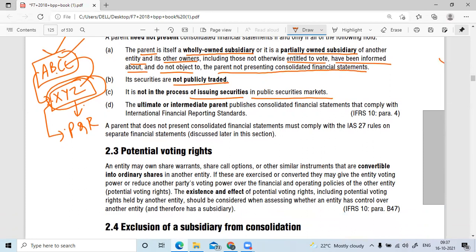Point number 4: the ultimate or intermediate parent publishes consolidated financial statements that comply with international financial reporting standards. That means any company which is already a parent and which complies with IFRS, that company's subsidiary cannot prepare consolidated statements, or only that parent has the authority to prepare them. If they don't comply with IFRS standards, they should not prepare. Why? Because in some countries we don't know whether the group accounting concept exists or not. Some African or Arabic countries, I don't know about them, but maybe they don't follow this concept at all.